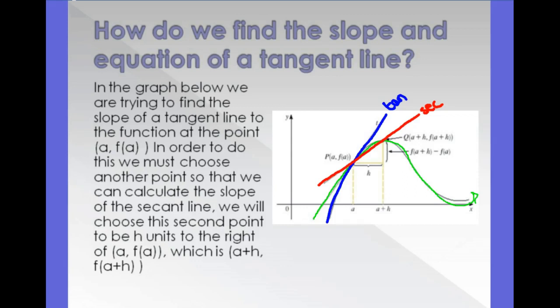So here's my a, f of a right here. Then we chose a second point, h units to the right, which we'll call f of a plus h. So we've gone h units to the right and f of a plus h minus f of a units up. That red line is the secant line. The tangent line is the blue line that we are trying to find using the secant.